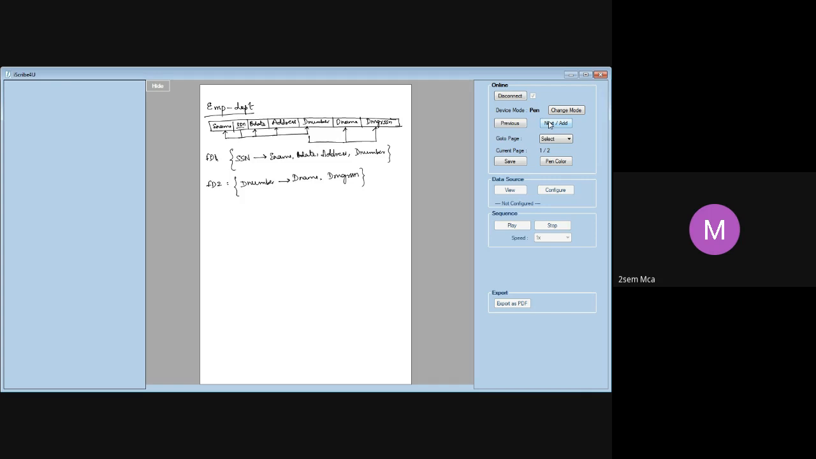Do you think that this table is in the third normal form? Is it in the second normal form? Anyone? First, let us see if it is in the first normal form. Is the employee department table in the first normal form? Anyone? Students? Is it in the first normal form?